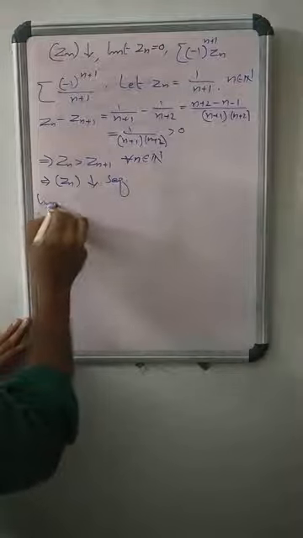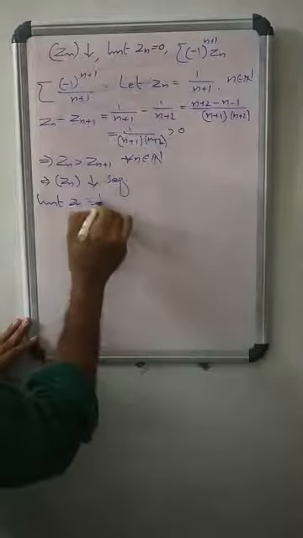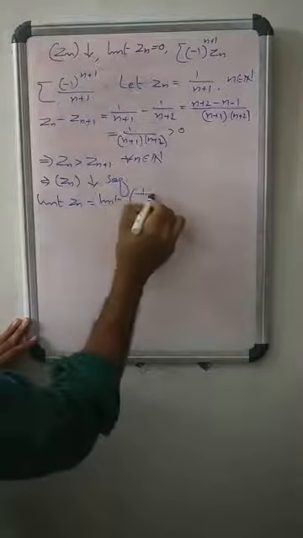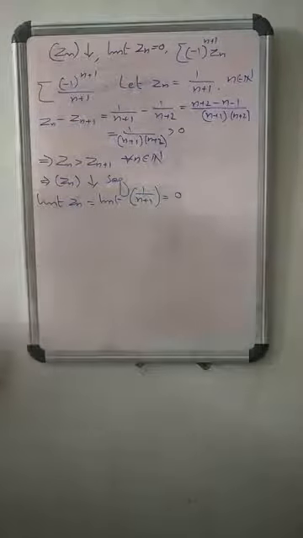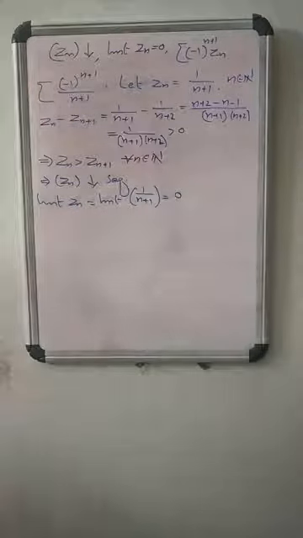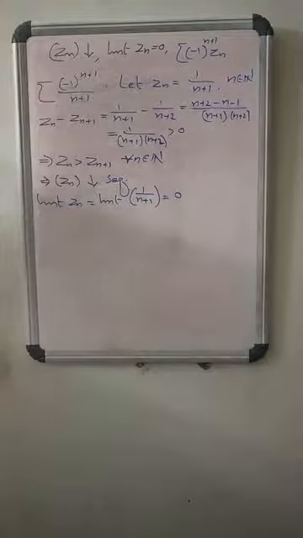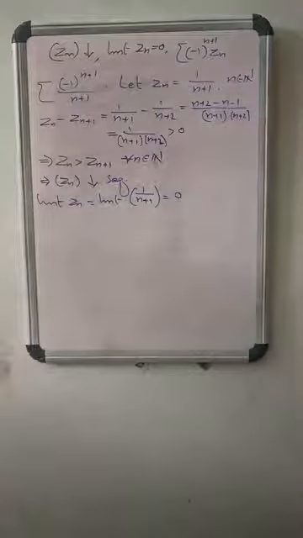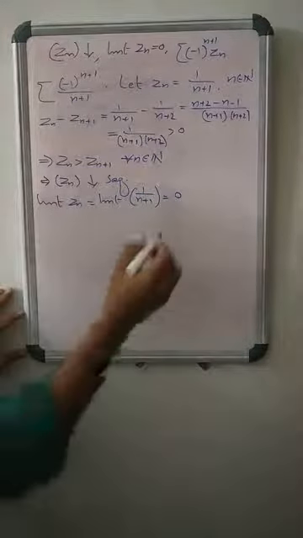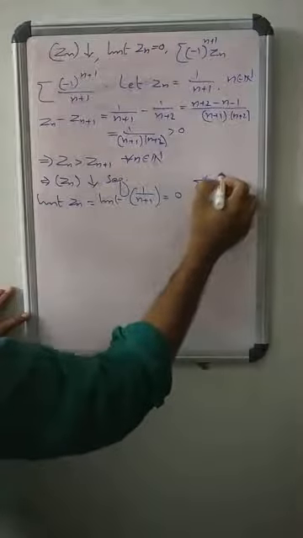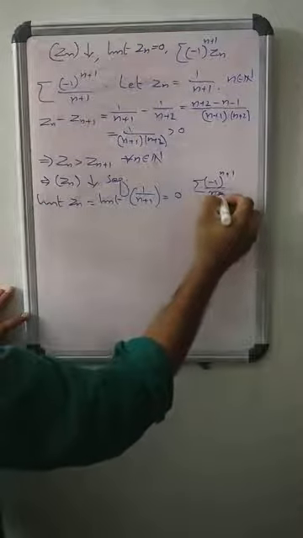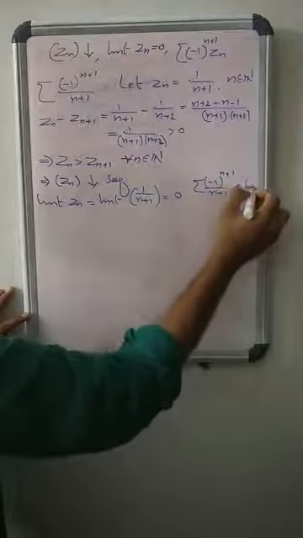What about the limit of Zn? Limit Zn equals limit 1 by n plus 1 equals 0. So Zn is a decreasing sequence of positive reals as well as limit Zn equals 0. So by this alternating series test, we can conclude that sigma (-1)^(n+1) by n plus 1 is a convergent series.